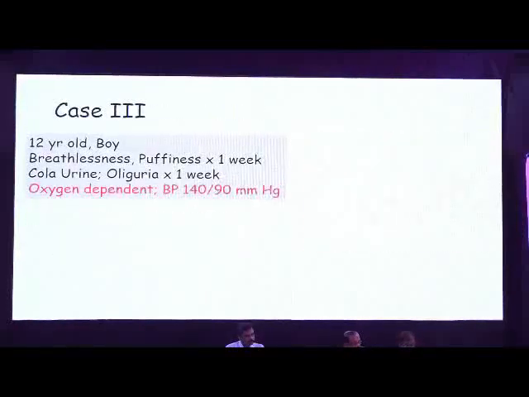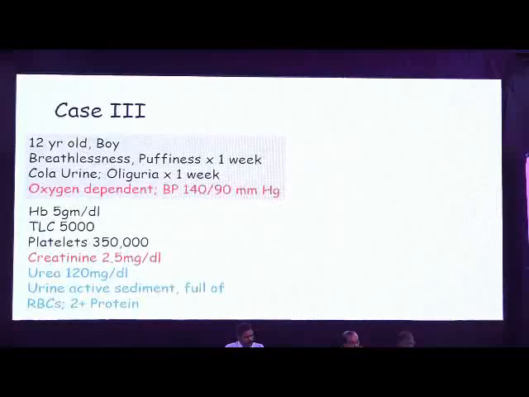Now, the last case is a very important case. This is a 12-year-old boy who came to us from Madhya Pradesh, and he had breathlessness, cola-colored urine, and he was on oxygen. He was hypertensive. So remember, he was on oxygen. His hemoglobin was 5, platelets were normal, his creatinine was 2.5, and urine was full of RBCs. So this is not hemolytic uremic syndrome. His platelets are normal. There is no evidence of hemolysis.